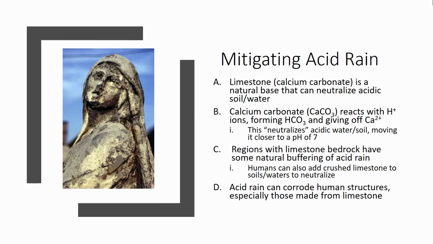We said regions with limestone bedrock have better natural buffering abilities against acid rain. Humans can also add crushed limestone to soils and waters to help neutralize the acid. And we also see that acid rain can corrode human structures, right, that we see on the left-hand side of this slide, especially those made from limestone.